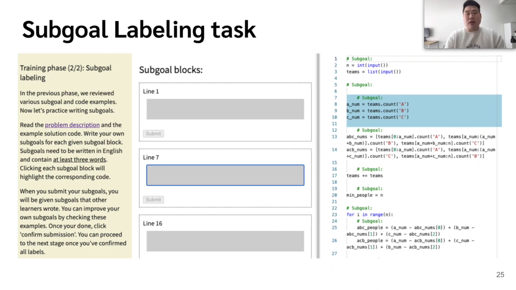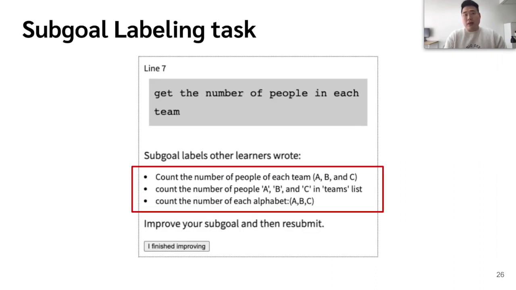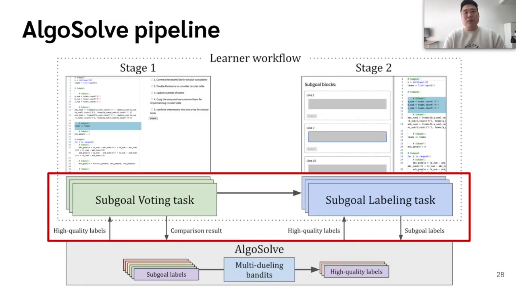Once learners submit their subgoal label, the system presents 3 high-quality subgoal labels. Learners can revise their submission after reading the feedback, and the revised submission is going to be stored in the system. In this process, learners can reflect on their own understanding of the subgoal labels by making such a comparison. So far, we have covered 2 tasks.